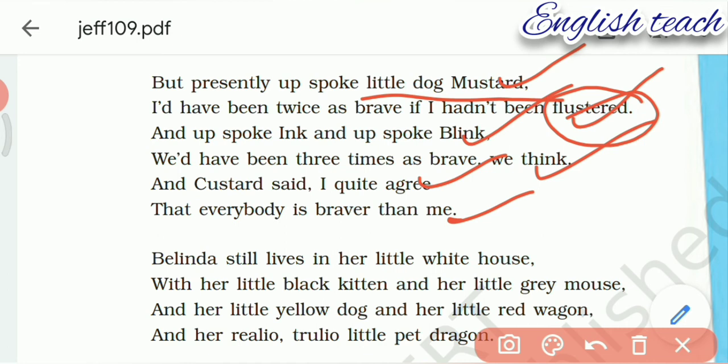So at once the dog said that it was just because of some confusion that he wasn't able to do anything. Otherwise, he would have been twice as brave as Custard. Both Ink and Blink also said that they would have been 3 times braver than Custard. To this, the dragon said that he fully agreed to this, that all of them were more powerful and brave than him.